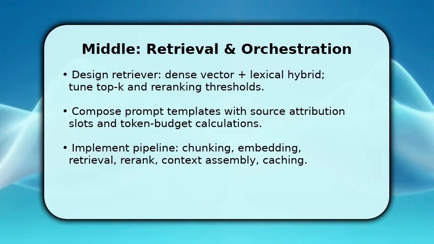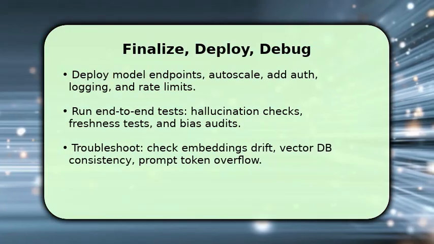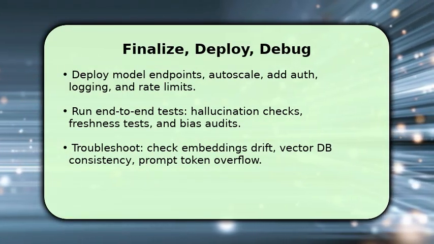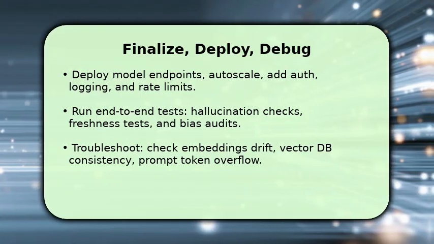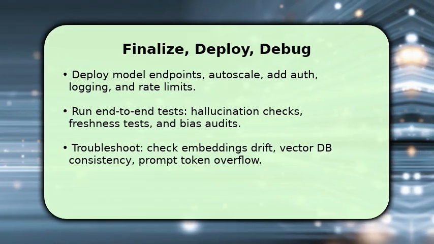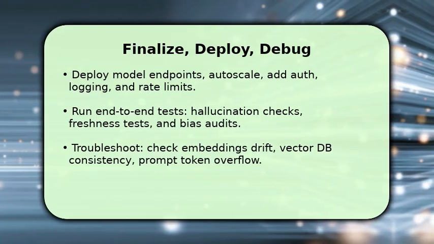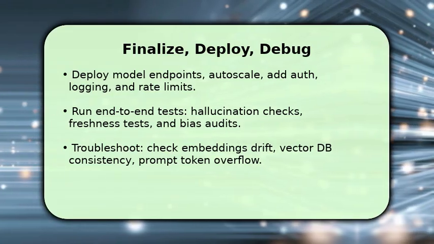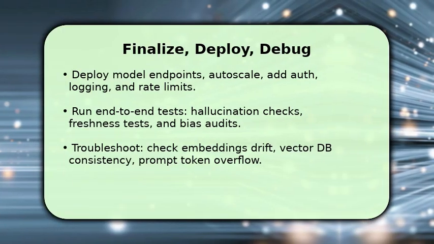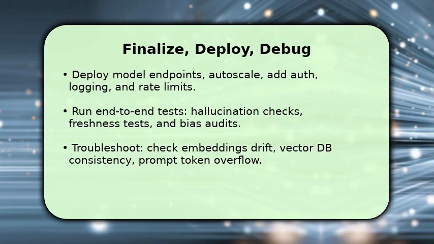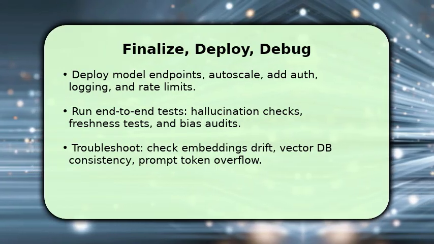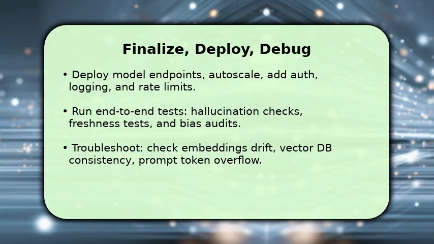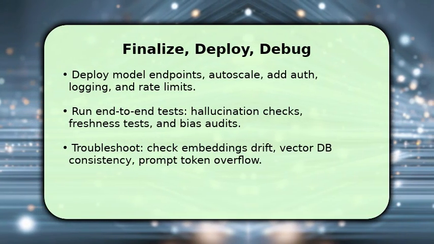You finish by deploying endpoints with auto-scaling, authentication, and structured logging so you can observe behavior in production. Run end-to-end tests that exercise hallucination mitigation, freshness of retrieved docs, and safety filters. Once live, monitor metrics and set alerts for relevance drops and latency spikes. If issues arise, check embedding drift, vector database consistency, and whether prompts exceed token budgets. Fixing those usually resolves the majority of failures quickly, so iterate.